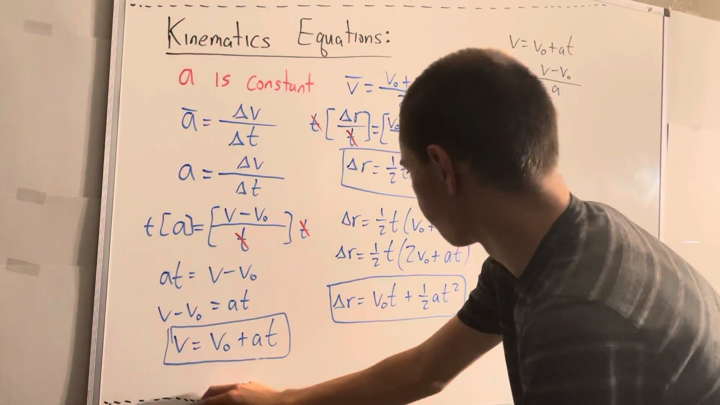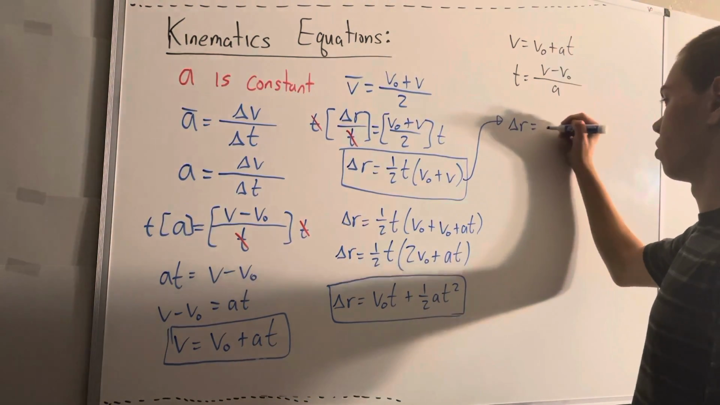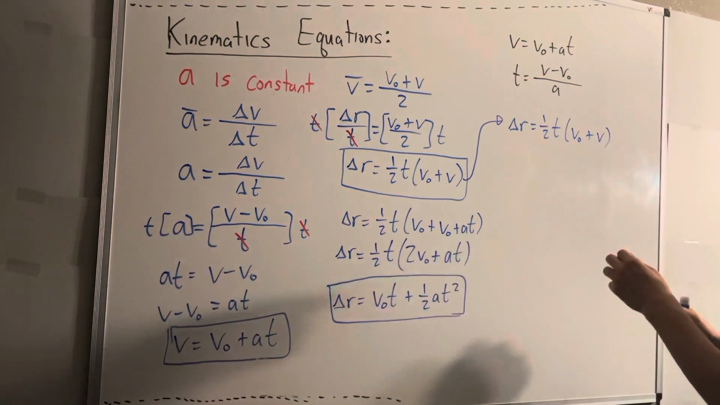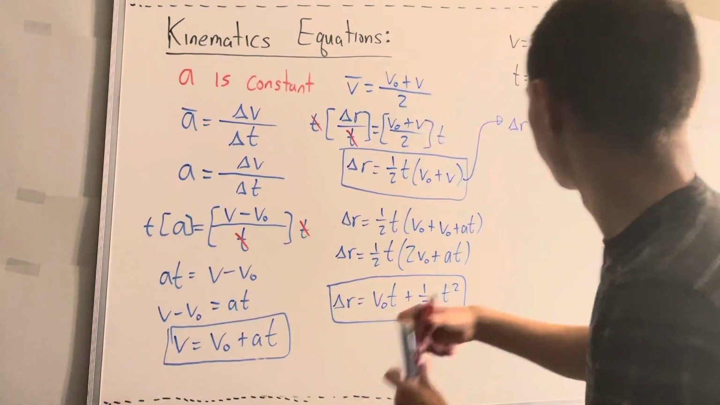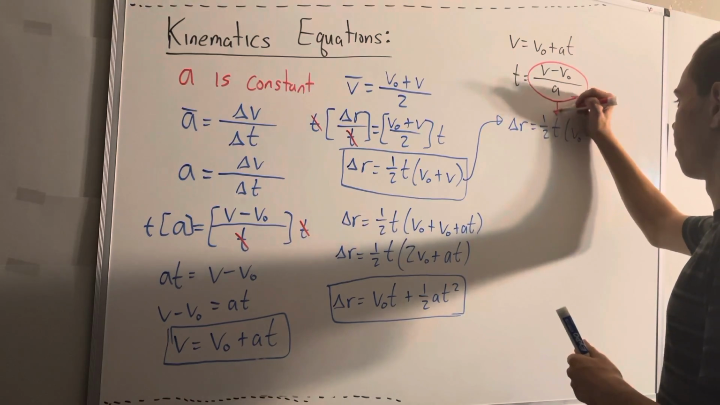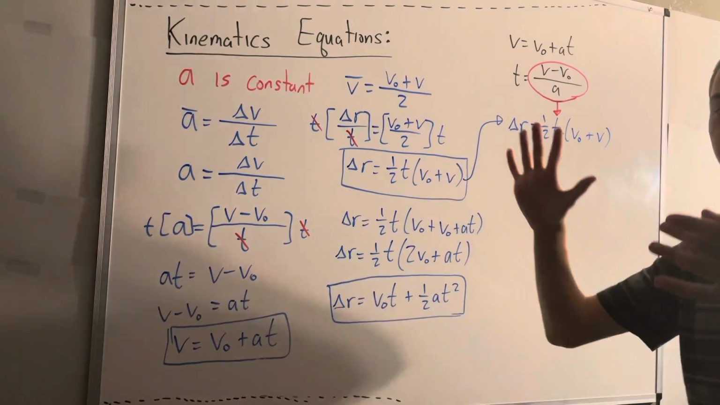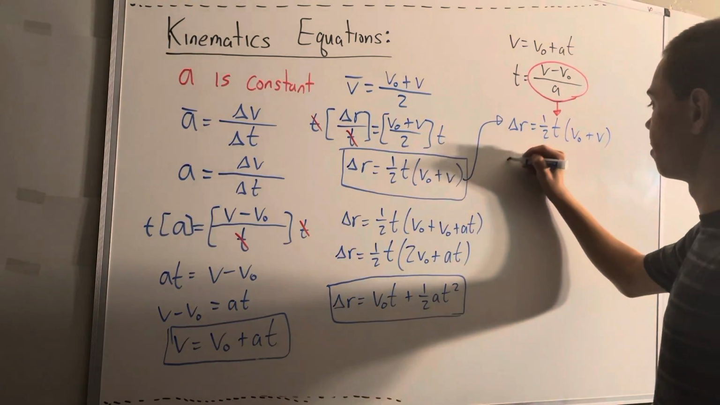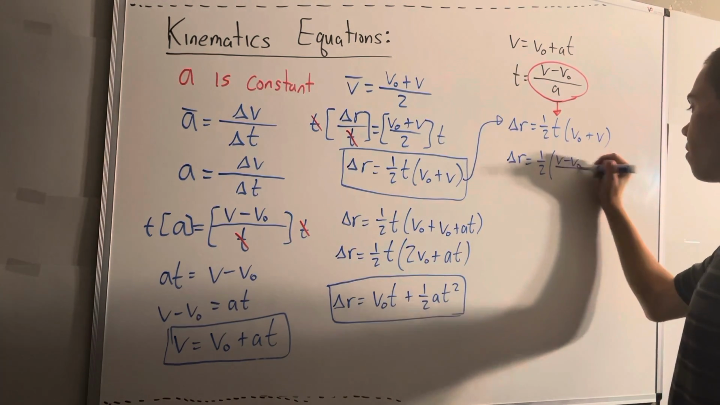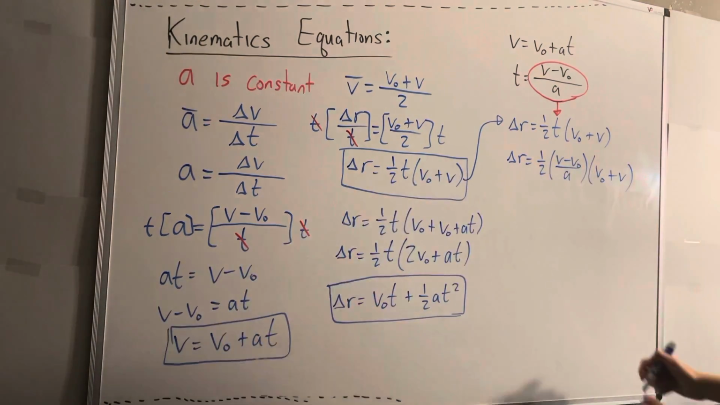So I'm just going to rewrite this equation right here. Delta r equals 1/2 t times v sub 0 plus v. Basically, we're going to substitute that in for time, and we're going to get a kinematics equation that doesn't contain time in it. That's the whole idea. So delta r is equal to 1/2 times v minus v sub 0 over a, multiplied by v sub 0 plus v, and we just got to simplify it.